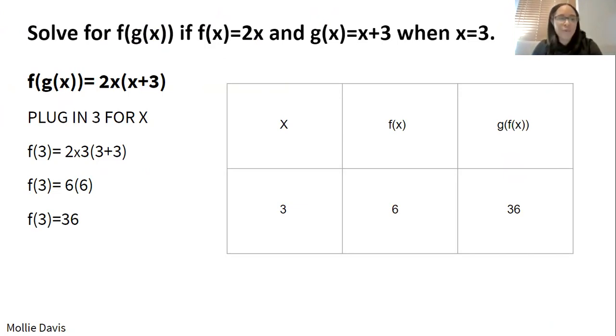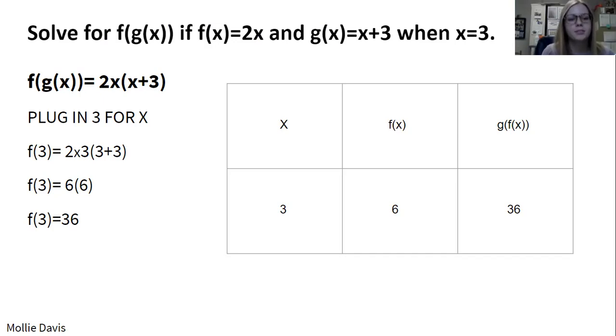Molly, solve for f of g of x if f of x is 2x and g of x is x plus 3 when x equals 3. Okay, so for this one, you are using basically just the same methods. You're just plugging in those numbers for f of x, g of x, and x. And so right here, we've got the original equation, f of g of x equals 2x times x plus 3. And then you're going to start your plugging in.